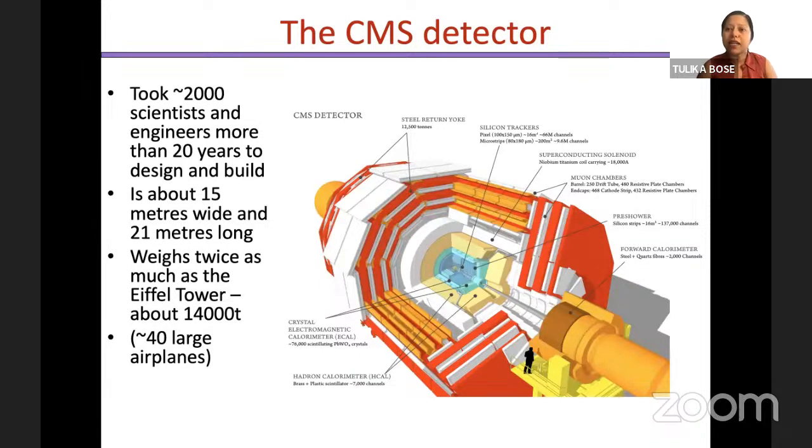It's a rather complicated detector. It's about 15 meters wide and 21 meters long. It weighs about twice as much as the Eiffel Tower, or if it helps you, about 40 large airplanes. And there are different pieces to it, and I will talk briefly about how they're used to detect different particles.